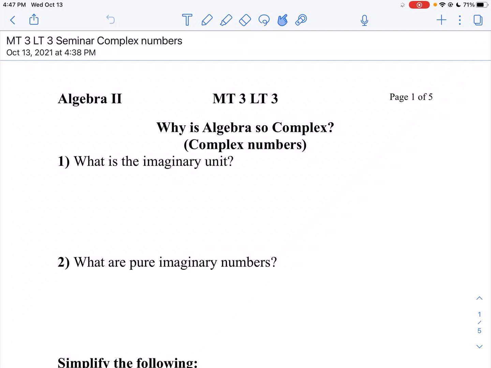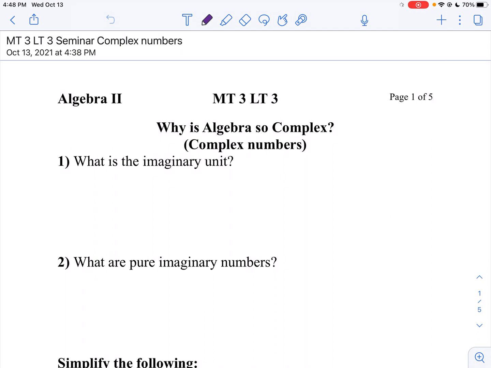Hello, in this lesson I want you to perform operations with pure imaginary numbers and with complex numbers. Some vocabulary you're going to come across is going to be imaginary unit, pure imaginary number, complex number, and complex conjugate. An imaginary unit allows us to take the square root of a negative.